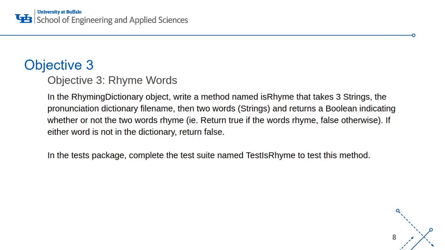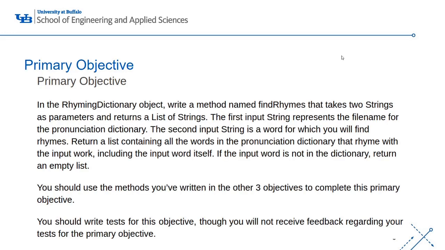And finally, the primary objective. The primary objective will tie all of the numbered objectives together and provide an additional goal. For the primary objective, you'll be writing a method called find rhymes that locates all of the words that rhyme with the provided word. You can also check this method in the GUI, as I'll demonstrate again now.